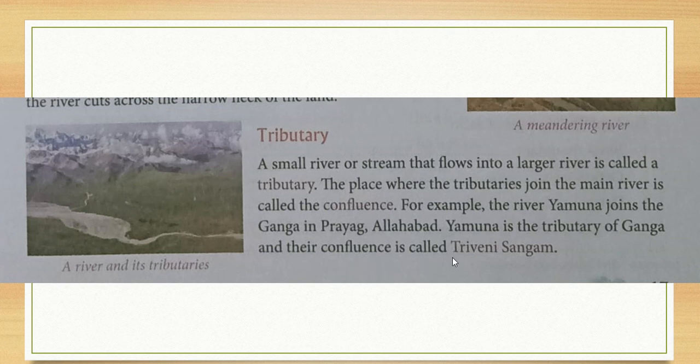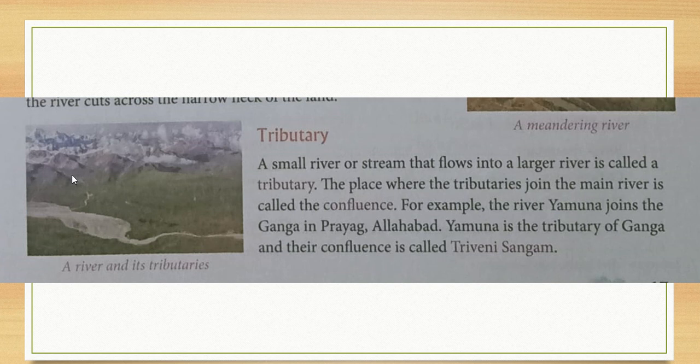And what is the confluence known as? Triveni Sangam. One more time I'm repeating the same. A small river or stream that flows into a larger river is called a tributary. The place where the tributaries join the main river is called a confluence. For example, the river Yamuna joins the Ganga in Prayag, Allahabad. Yamuna is the tributary of Ganga and their confluence is called Triveni Sangam.